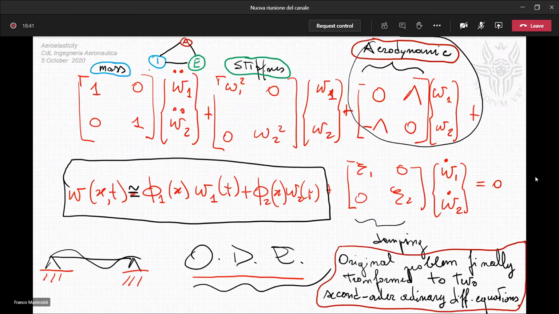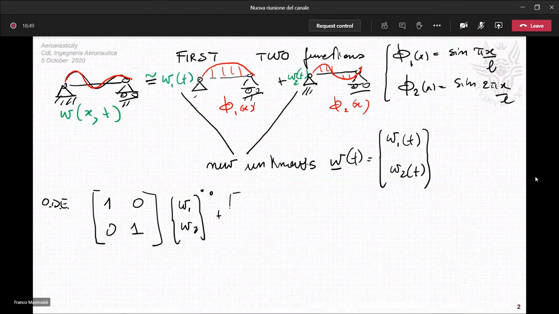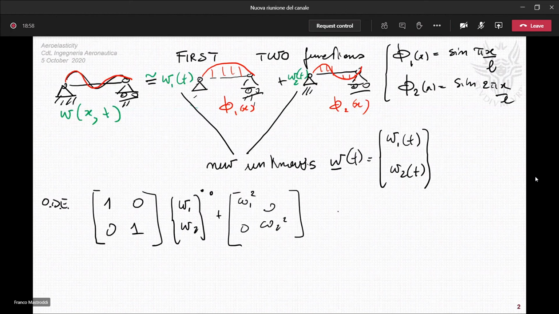Trivial inertia, trivial mass matrix. Next, we have a stiffness distribution. Please do not forget this stiffness distribution is omega 1 squared and omega 2 squared applied to the state space vector 1 and 2.